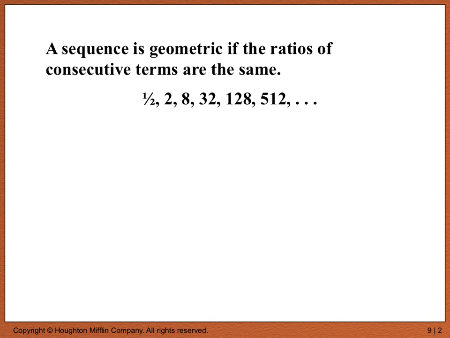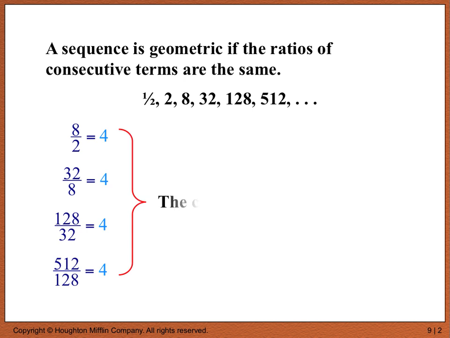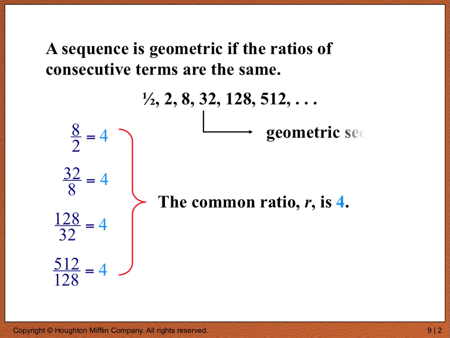Let me just show you that in an example. Look at this sequence: 1/2, 2, 8, 32, 128, 512. If I divide consecutive terms, each term by the term before it, so each term is a numerator and the term before it is the denominator, if I look at that pattern, I can see that the common ratio is 4.